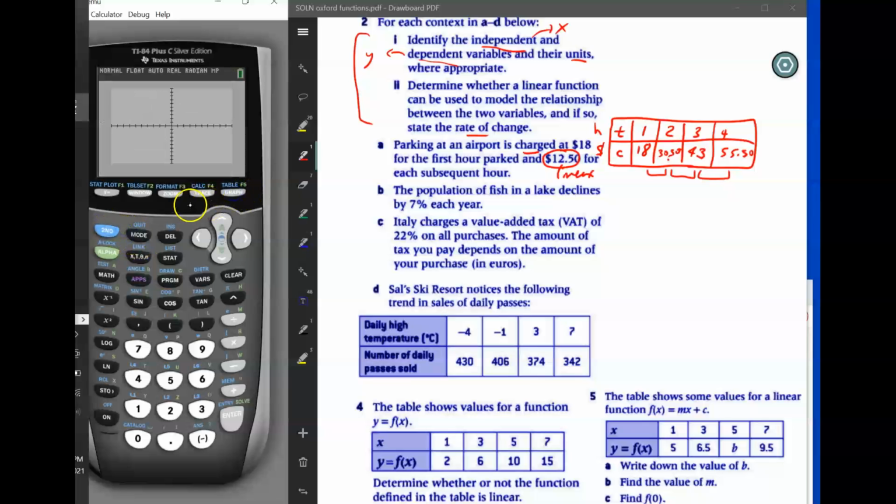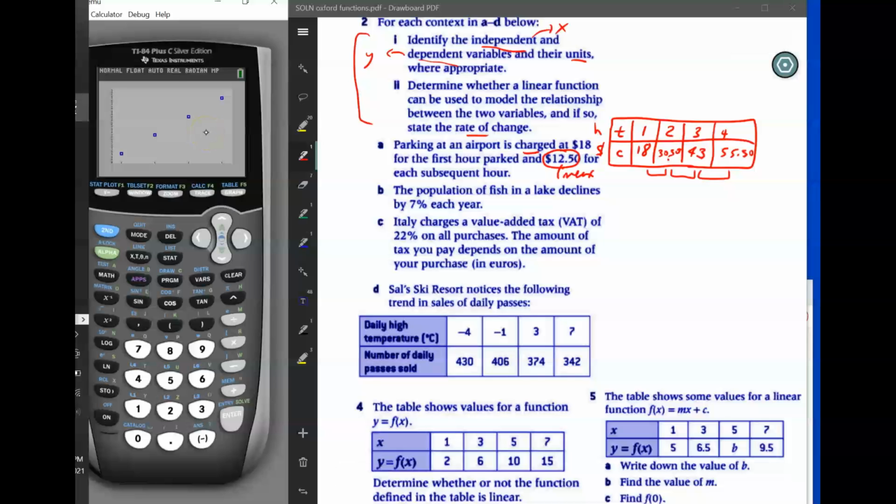I think we're going to have to do zoom though, because probably it's going to go off the screen. Yeah, so like the first point, 1,18, isn't even on the screen. So let's do a zoom. And for this zoom, we're going to use zoom stat, because zoom stat is going to zoom it so that it fits our points. And by looking at the points, you can see it's a line, right? So that's one way you can figure out if it's linear or not, by graphing it like this.